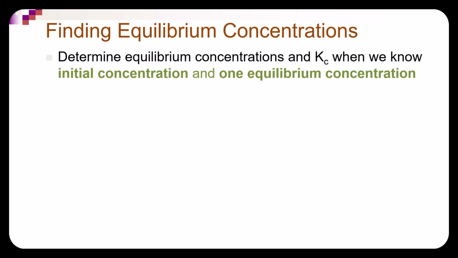The last 2 are the ones under the line. These are going to be the ones you need an ICE table for. First, determine the equilibrium concentrations and K when we know initial. How do I identify this one? Number 1, if there's any mention of initial, automatically you need an ICE table. If it says initially there is, the first thing you should write on your paper is ICE. If there are initial concentrations, there will be an ICE table.